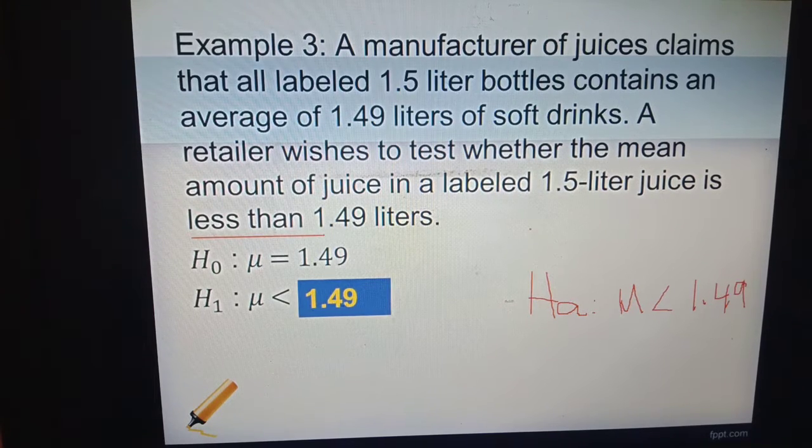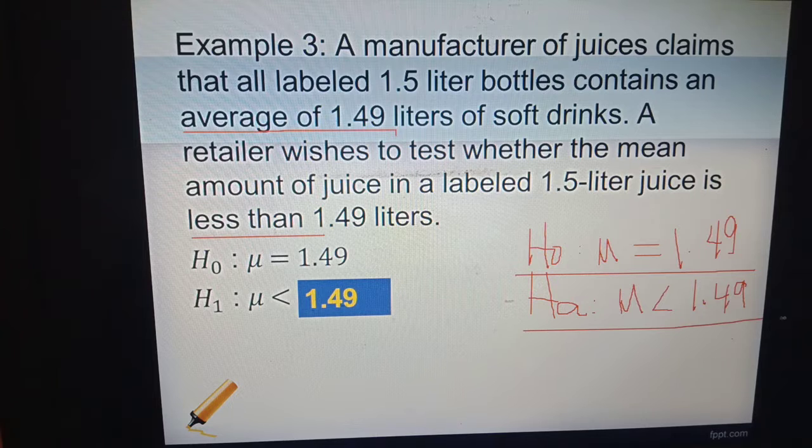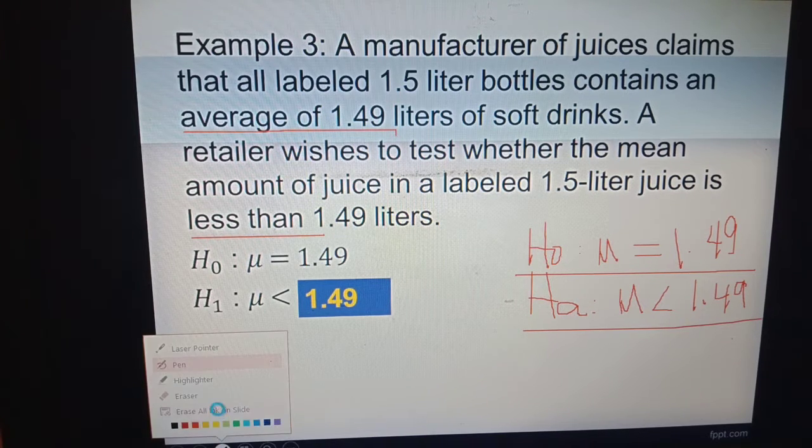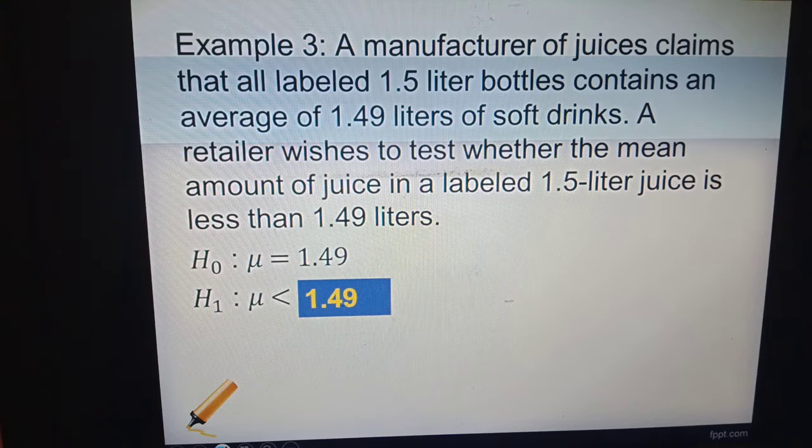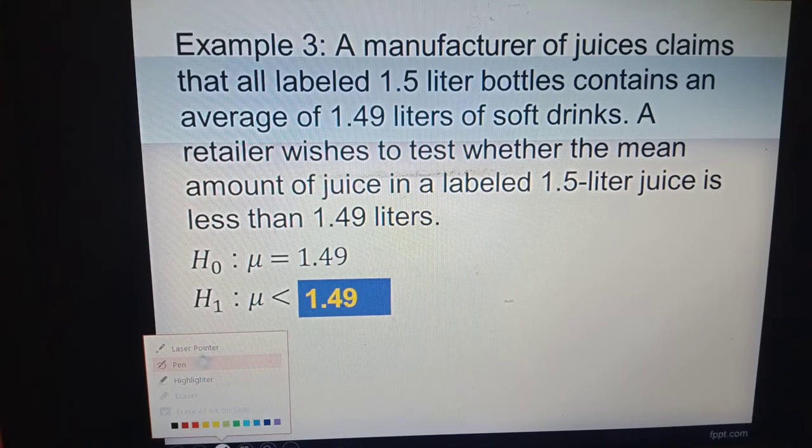So, yung ating null hypothesis is equal sa 1.49. Depende sa problem. Tignan nyo yung problem. Ang nakalagay kasi dito, manufacturer claims na 1.49. So, null hypothesis. Ang sabi doon sa pangalawang statement, is less than. So, alternative hypothesis. So, mayroon pa tayong pagsasanay. Ito pa, 1 to 3.